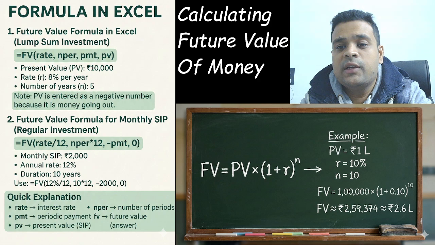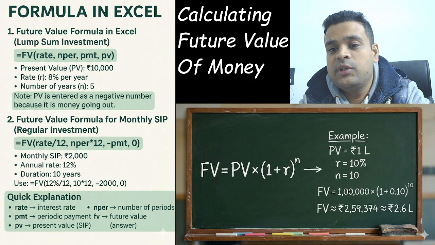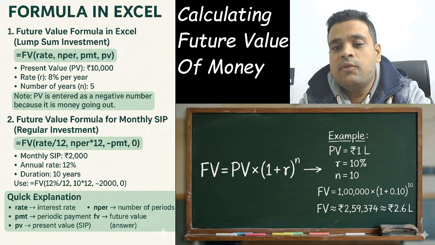Firstly, let's take an example of the old method that is represented on the chalkboard. To calculate the future value of 1 lakh rupees as of now, where the rate of interest is 10% and the time period is 10 years, we would be putting PV, that is present value, equal to 1 lakh, R, that is the rate of return, equal to 10%, and N, that is the time, equal to 10. So placing these in the formula on the chalkboard, the value of 1 lakh comes out to be 2.6 lakh.